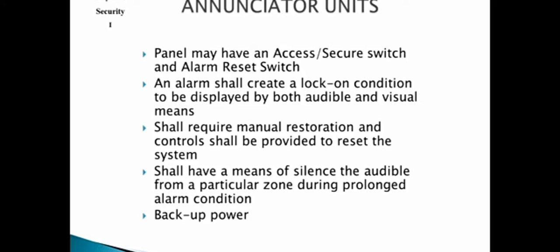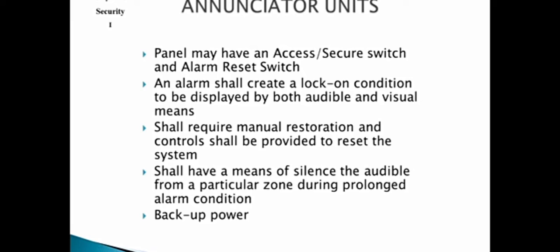Okay? It shall have a means of silencing the audible from a particular zone during a prolonged alarm condition, because if you got a bell ringing behind you, you can't focus on finding out what's going on. So silencing the alarm is okay as long as you don't reset the system simply because you think it's a false alarm. It should be checked, then reported, and then you can reset the system.